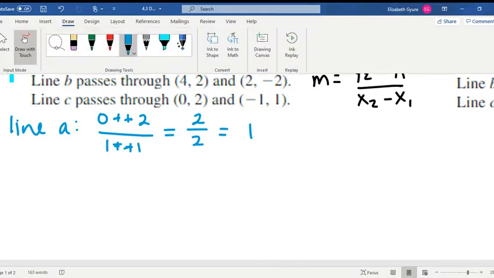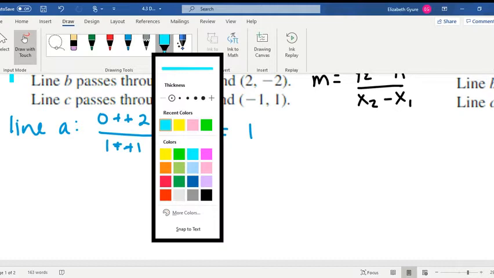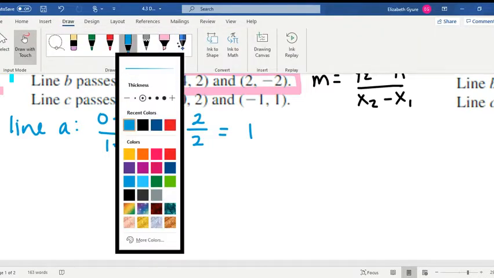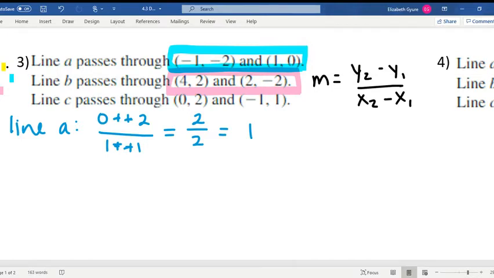All right, let's try out line B. So for that one, we got 4, 2, and 2, -2. And if you want, you can always rewrite the points down below when you do your work if it's all too smushed up there for you. Good. We've done so much slope, it shouldn't be too bad. Okay, so line B. So we're looking at 4, 2, and 2, -2.